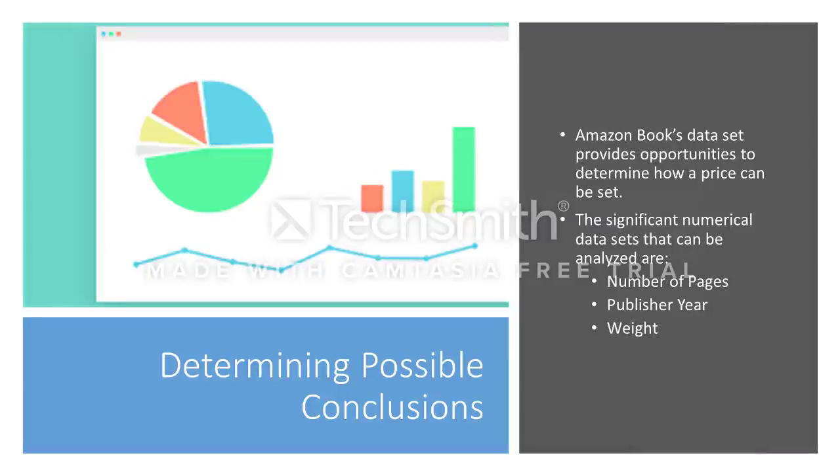Now that the data is cleansed and the Alteryx workflow is designed, we can determine possible conclusions from the dataset. For instance, the Amazon book dataset provides opportunities to determine how a price can be set. Other significant numerical data that can be analyzed are the number of pages a book has, the publishing year, and the weight of the book. This additional data can be used by Amazon to know what books should be kept in their warehouses and how much space each one is going to take.